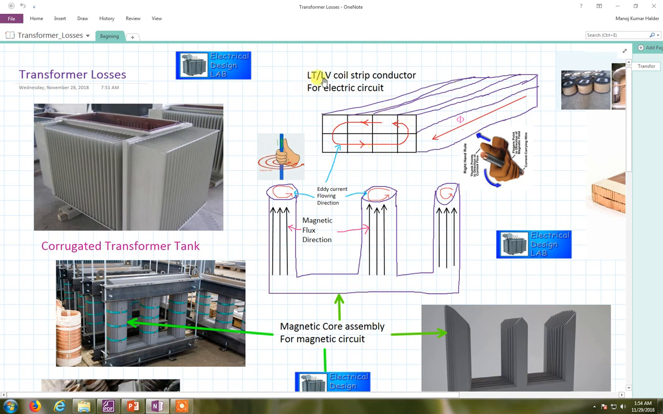So what is this? It is an LT, low tension, or LV, low voltage coil strip conductor for the electric circuit. That means this is the low voltage side. Here the current is more than in the secondary part, that's why we have to use the strip instead of the round conductor. When current is flowing through it, let's assume in this direction, down to upper, then flux will be produced, and let's assume the flux direction is this way. According to the thumb rule, the produced eddy current will flow in this direction.